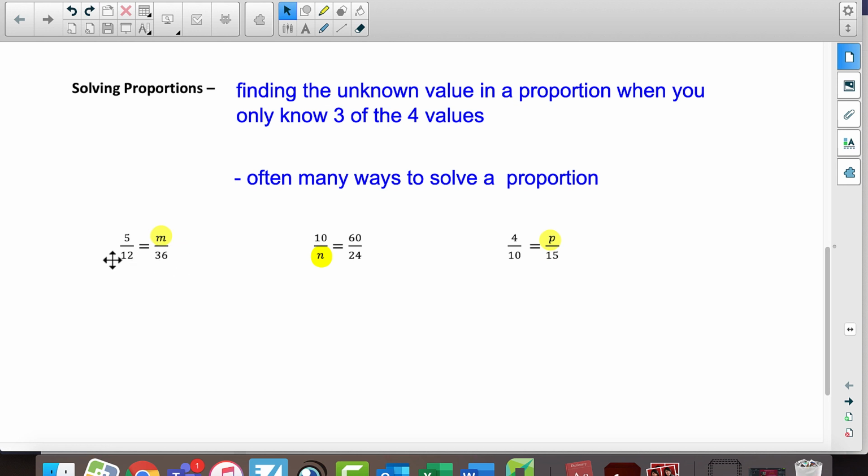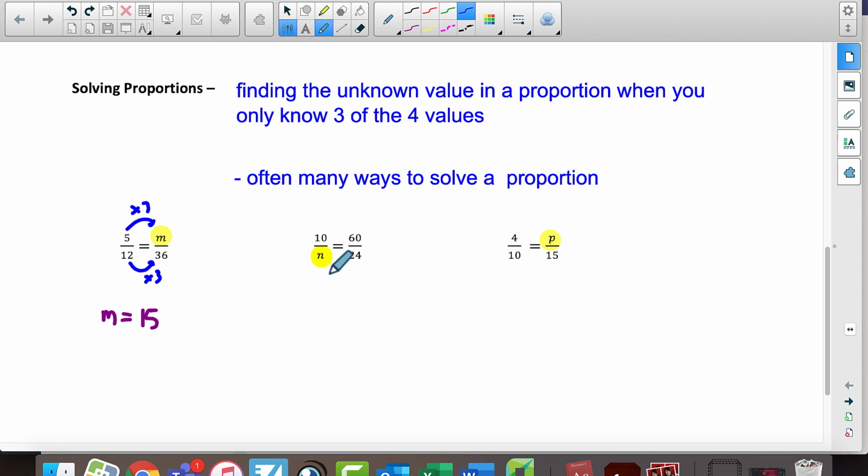So if you just look at this first one right here, I bet you could figure this out pretty fast. What number must m be? Go ahead, take a look, yell it out. Oh, I heard you. I heard someone yell out 15. How did this person get 15? Well, I think what they noticed was 12 times 3 is 36. So they need to do the same thing up here. What you do at the bottom, you do at the top. 5 times 3 is 15. I got my answer.